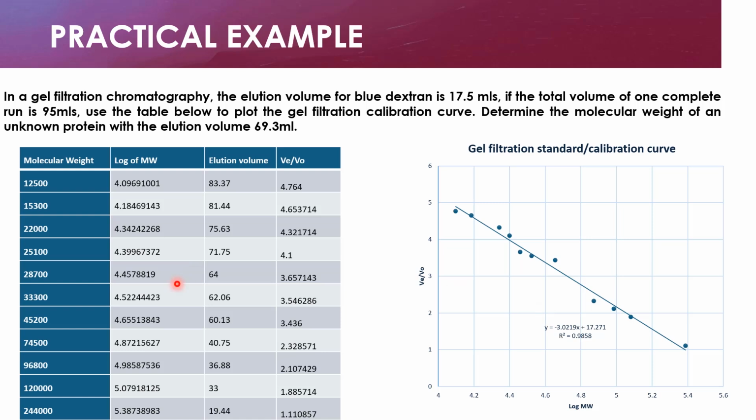So again, from the table, this is the elution volume for each of the molecular weights over here. To calculate the ratio of the elution volume to the void volume, we just divide the elution volume for each of the molecular weights by 17.5, which is the void volume. If you do those calculations, these will be the values for the ratio of the elution volume to the void volume for each of the molecular weights.